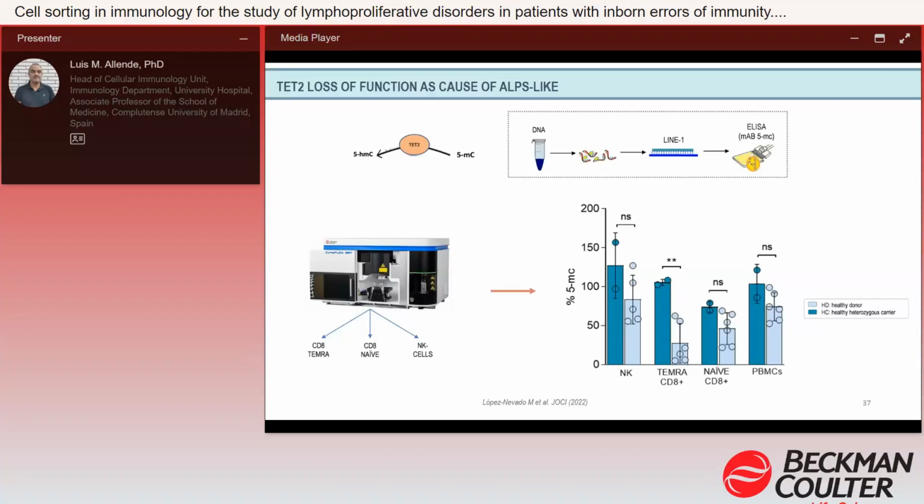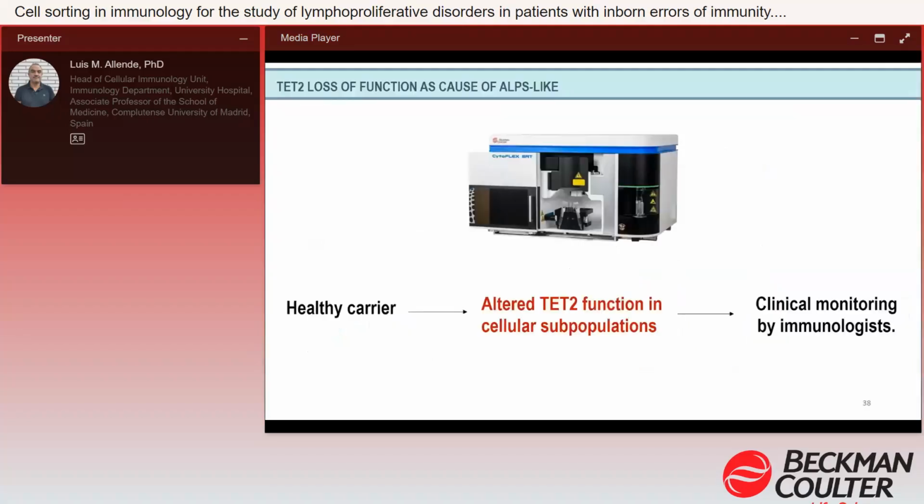However, when methylation levels were compared between the healthy carrier HC, in dark blue, and healthy donors, in light blue, in sorted cell populations, the healthy carrier shows higher levels of 5-mC in all cell populations compared with the healthy donors, with a statistically significant difference in TEMRA CD8 T cells. So the healthy carrier presents a TET2 deficiency only in some lymphocyte subpopulations. With these results, we decided that the healthy carrier should be monitored in the immunology department.